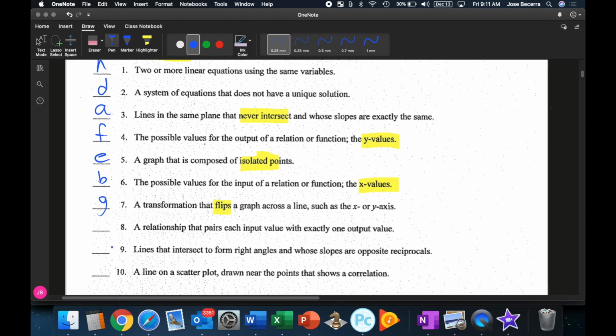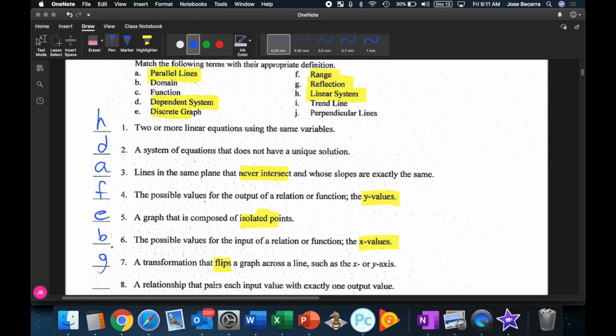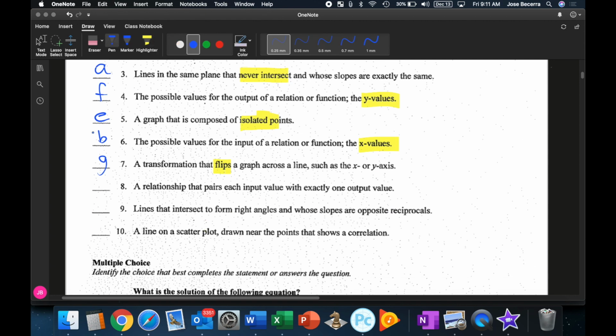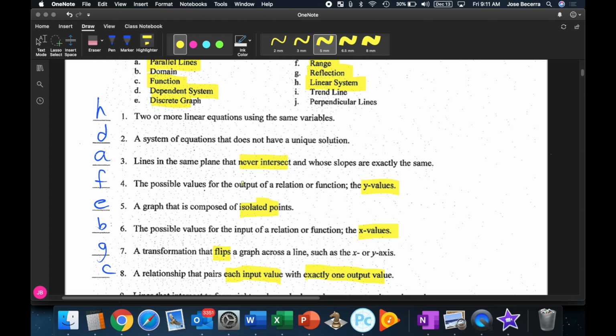A relationship that pairs each input value with exactly one output value is a? Yeah, that's a function, right? So function is C. And the keyword here would be exactly one output with one input. Okay.